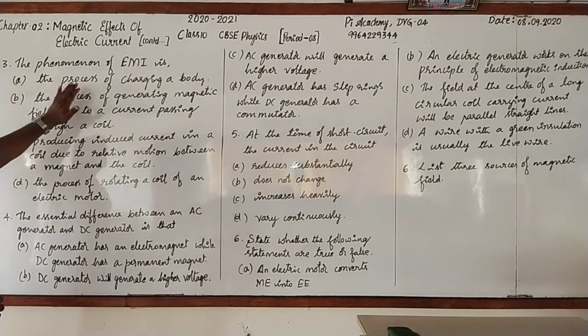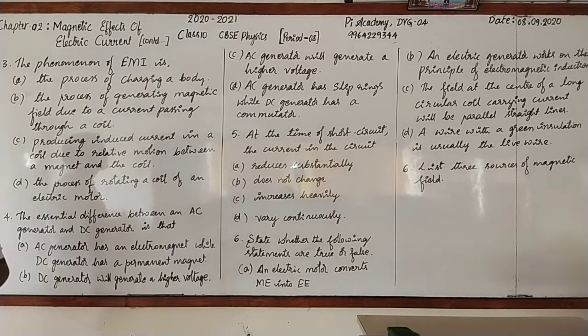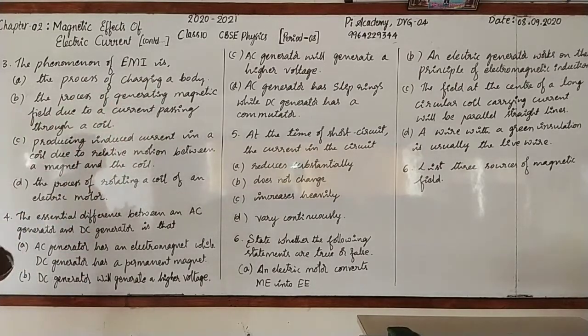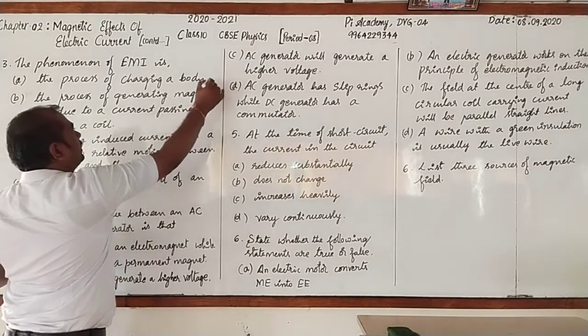Option A, the process of charging a body. In case of the process of charging a body, what will we do? We will go for rubbing it. But here, it will not be so in case of EMI. So option A won't come.